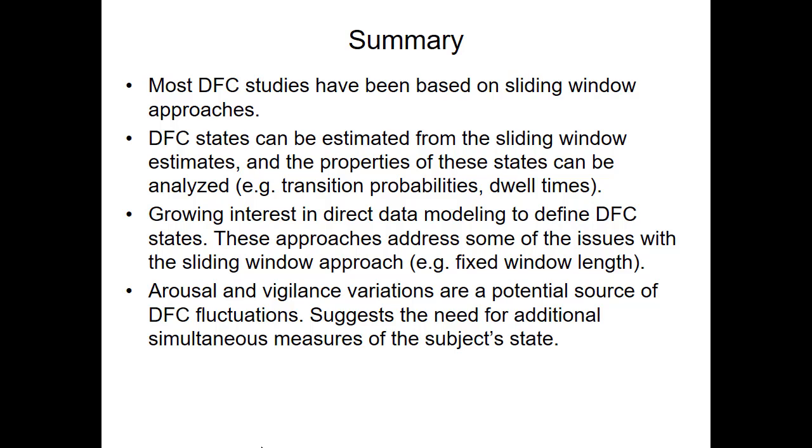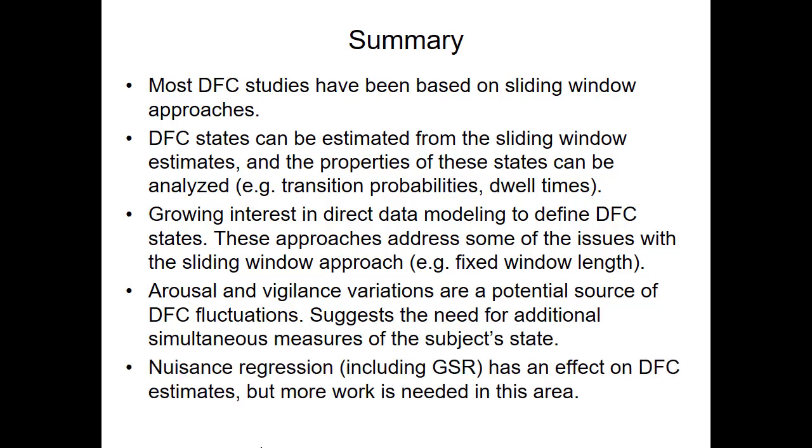As a field, we probably need to do a better job of taking into account arousal and vigilance variations as a potential source of DFC fluctuations, and this might suggest additional measures, either EEG or monitoring the eyes or other physiological measures. And I think in general, nuisance regression has not really been discussed much in the DFC field, but it definitely requires more attention, because there is growing evidence that a lot of these fluctuations may be driven by factors that may not be the factors of interest per se.